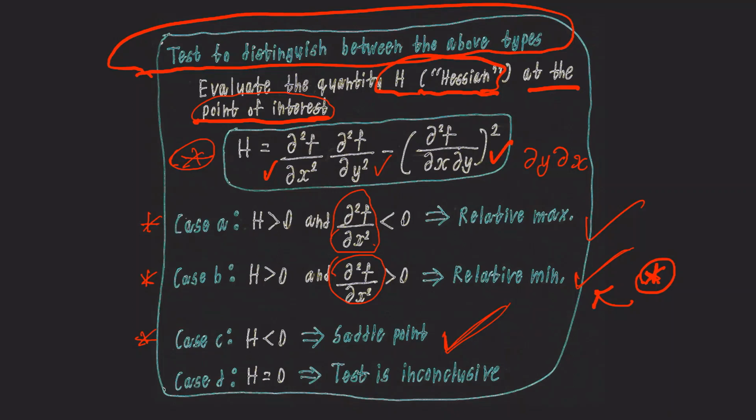Well, of course, there's also the case where H is 0. In this case, we really can't decide. The test is inconclusive, so we are going to have to look at it. Either we could graph it and see what exactly the case is. But generally, these three cases are sufficient to tackle these problems.